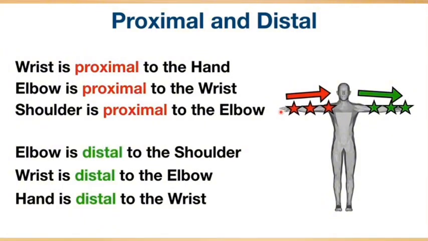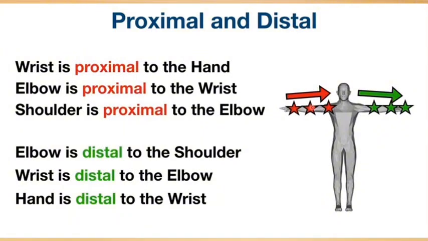Then we can compare the elbow and the wrist. So this is the wrist, this is the elbow. In comparing the wrist and the elbow, we see that the wrist is further away from the elbow. So we say that the elbow is proximal to the wrist, and the wrist is distal to the elbow.